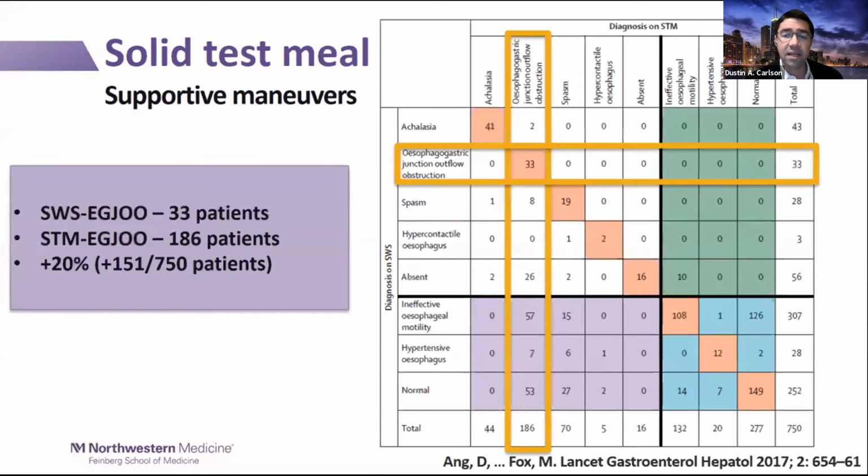However, in a study of 750 patients, there were 151 such patients, so 20% of the entire study carried a new diagnosis of EGJ outflow obstruction based on a standardized test meal beyond the single water classification. So a really profound increased detection rate using this maneuver. And so this does bring some questions as to potential specificity and clinical relevance of this finding across this large spectrum of patients. So there is some balance that needs to be considered here.